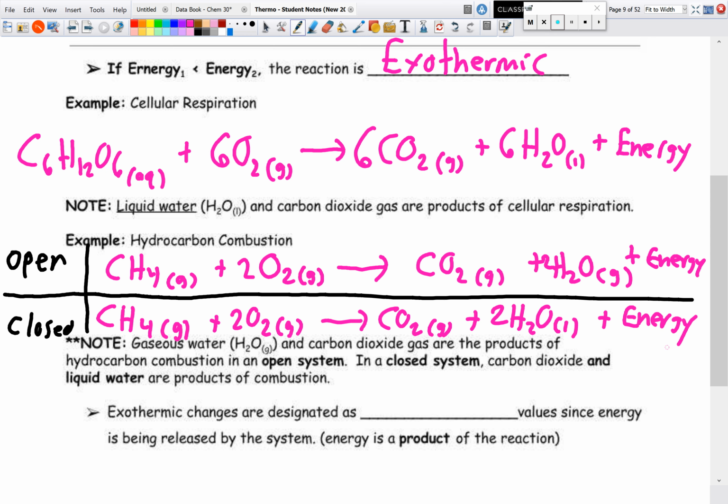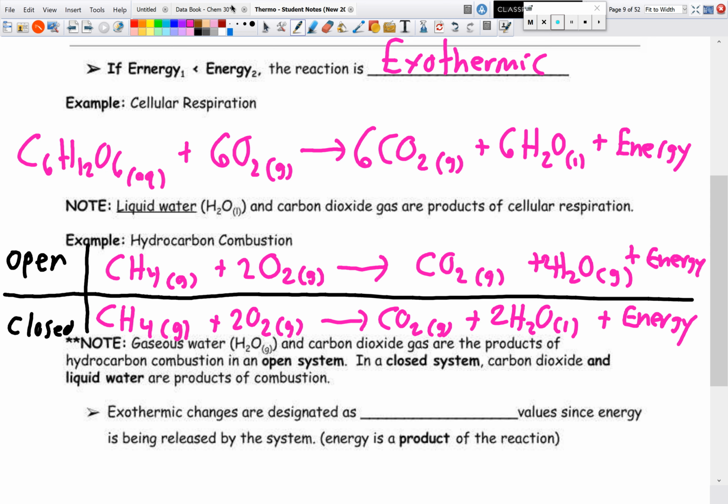So that is one major distinction that you're going to have to remember. And it will come down to some questions as well. It might just say something is going to happen in a closed system, and you'll need to know that it's liquid water.